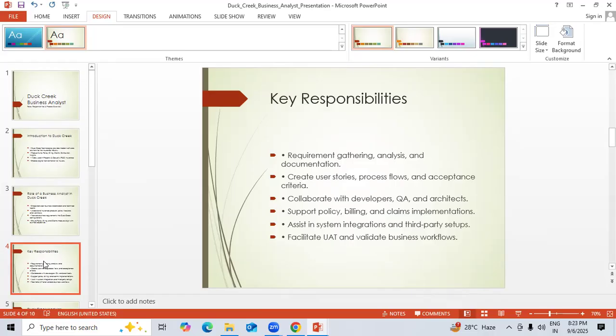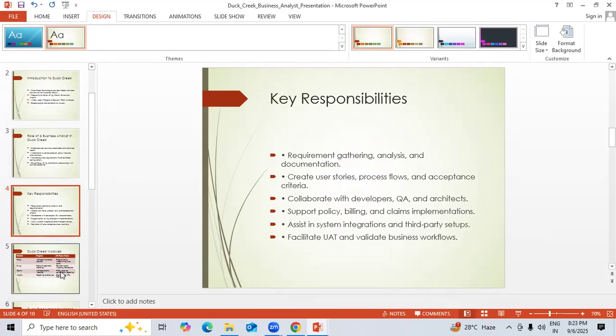Along with that, we need to support the team in policy, billing, and claims implementation if there is any transformation of the applications taking place. Sometimes, being in senior profiles and all, we'll be involved in system integrations and third-party setups as well. Last but not least, user acceptance testing is generally done by the testing team, but we have to facilitate UAT and validate the business workflows. So these are the key responsibilities we have to perform as a BA.